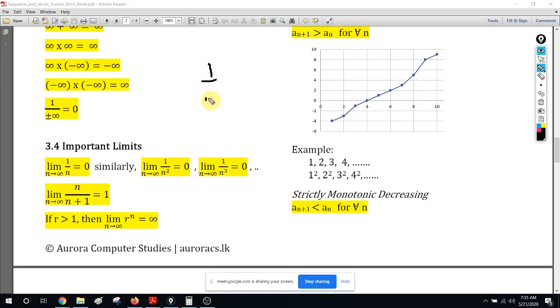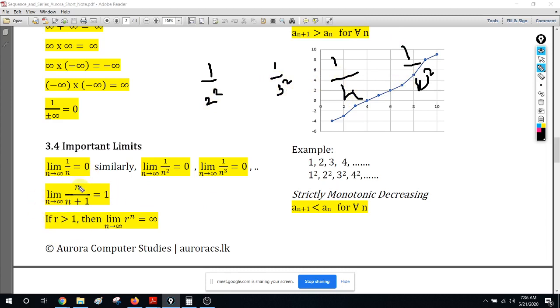1 over 2 squared, 1 over 3 squared, 1 over 4 squared, 1 over 10 squared. So 1 over 10 squared means 1 over 100 is getting closer to 0. This is closer to 0 than this one. This is closer to 0 than this one. Right? So likewise.